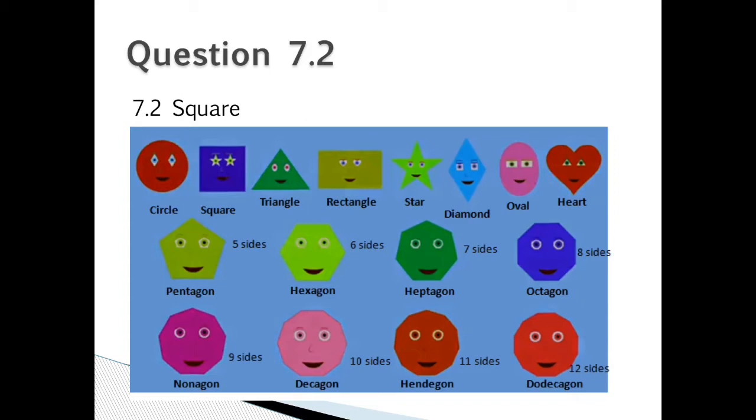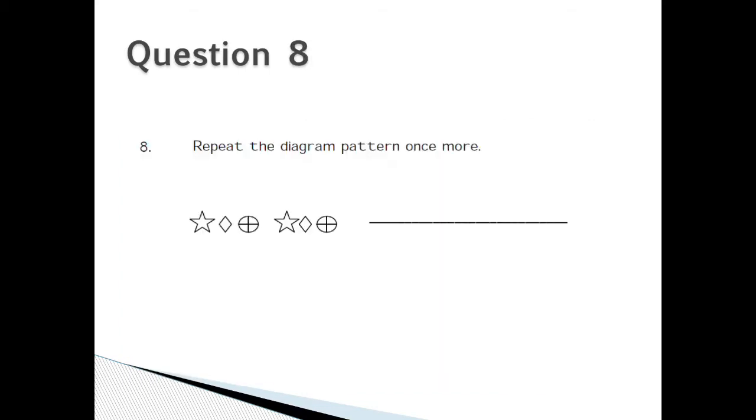heart. 5 sides is a pentagon, 6 sides is a hexagon, 7 sides is a heptagon, 8 sides is an octagon, 9 sides is a nonagon, 10 sides is a decagon, 11 sides is a hendecagon, and 12 sides is a dodecagon. Repeat the diagram pattern once more. We have a star, diamond, and an oval divided into quarters.